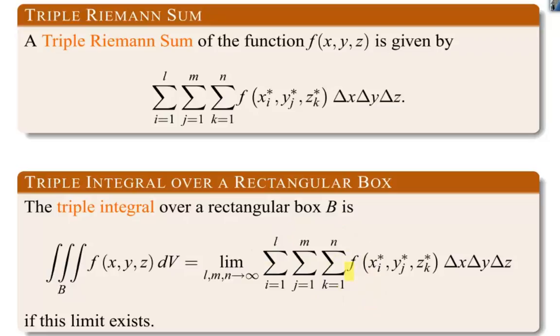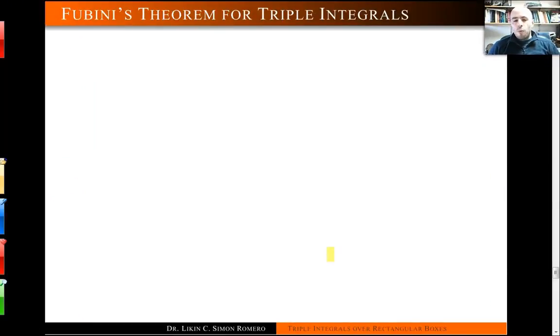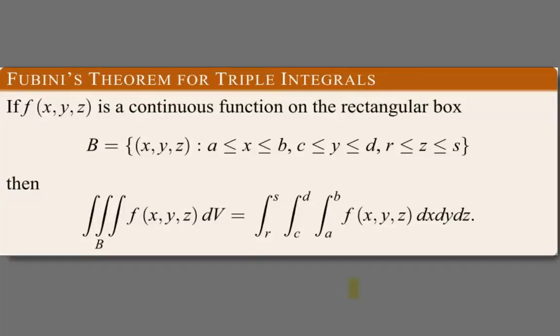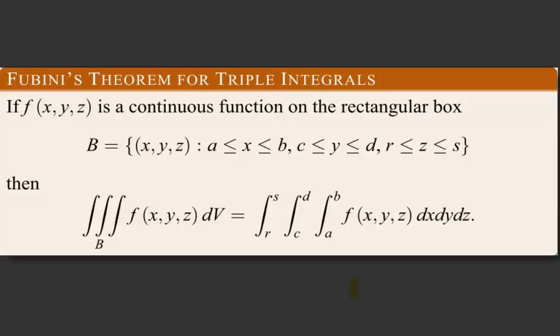Again, we have a way to get away from doing Riemann sums, which is Fubini's theorem. If you have a continuous function on a rectangular box, where x goes from A to B, y goes from C to D, and z goes from R to S, then the triple integral is just the iterated integral using x, y, and z, keeping in mind that you have to put the corresponding limits of integration on the corresponding variables.